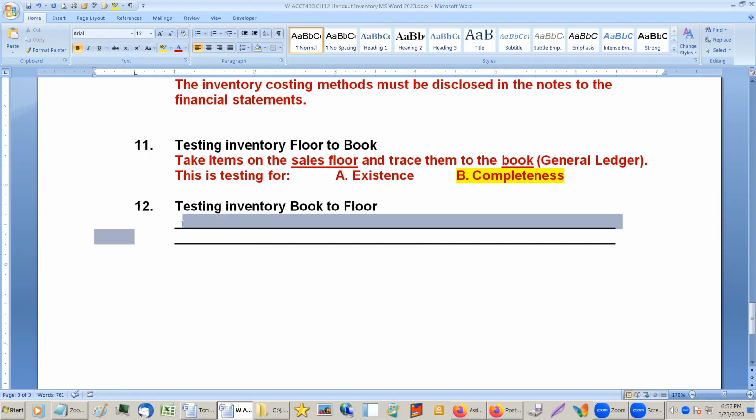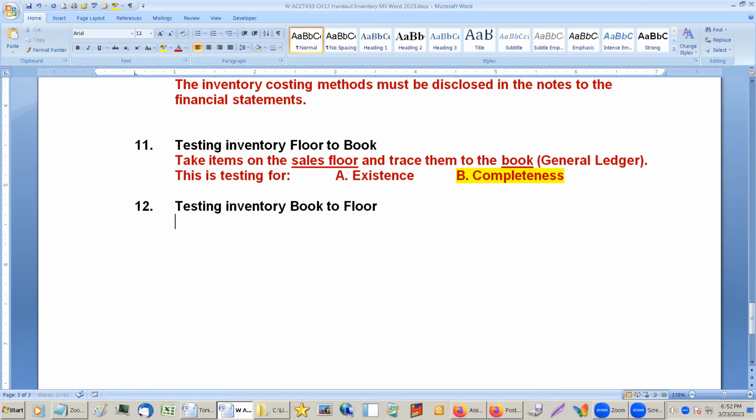Okay, second one here, you probably know the story of this before you started. Is you take items from the book.